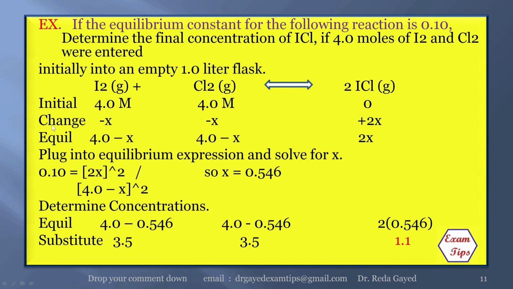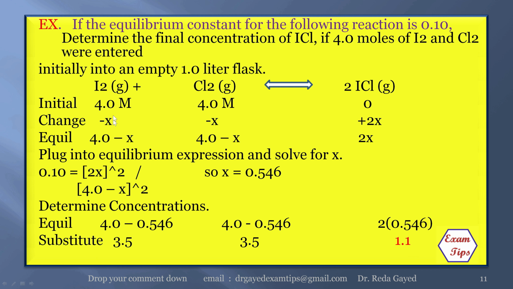Okay, what about the change? The change is x and the iodine will lose something, so it is negative x. And chlorine the same, will lose x, so minus x. And what about the product? It will gain, so plus. Plus what? Plus 2x. Why 2? The coefficient based on the balanced chemical equation is 2. So it will increase by its coefficient, so it is plus 2x.